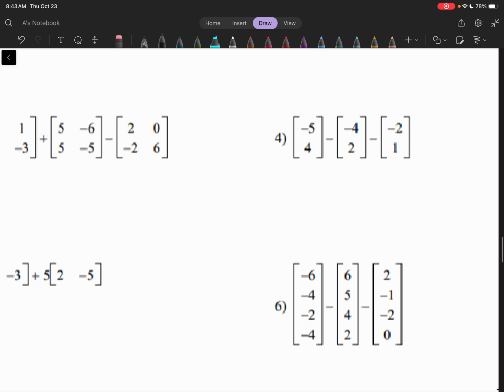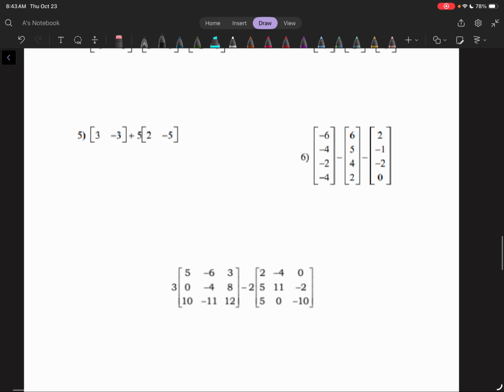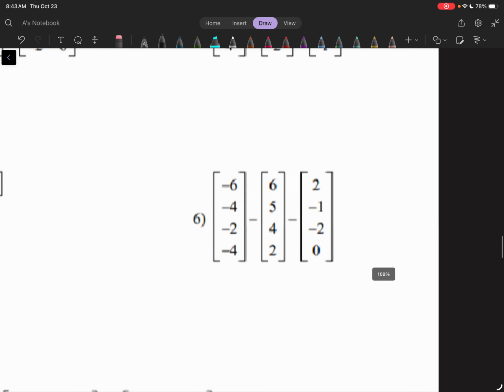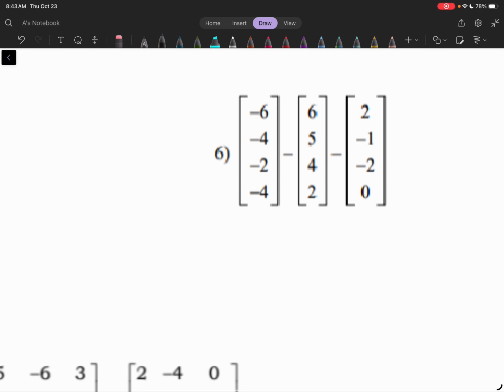I'm going to do number 6 and let you try 3, 4, 5, and I guess 7 that doesn't have a number. Number 6. I have 3 matrices. You're going to combine them just as if you would 2. They all have the same order, so I'm good to do that.